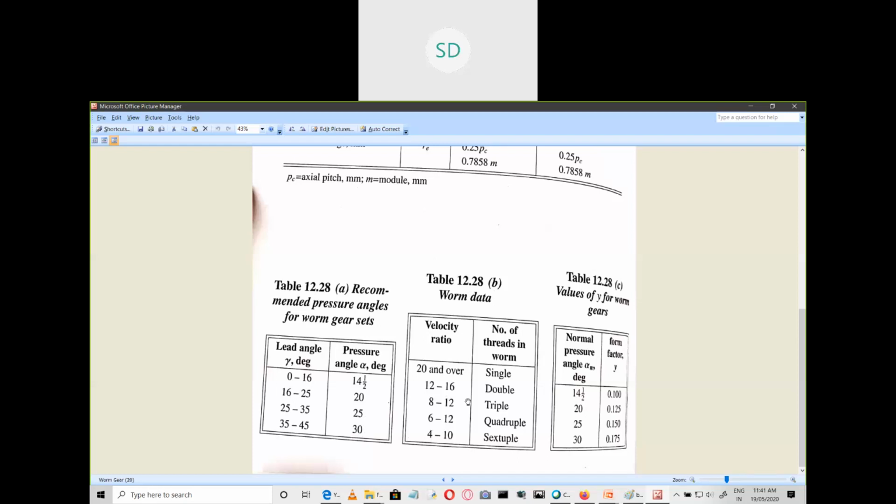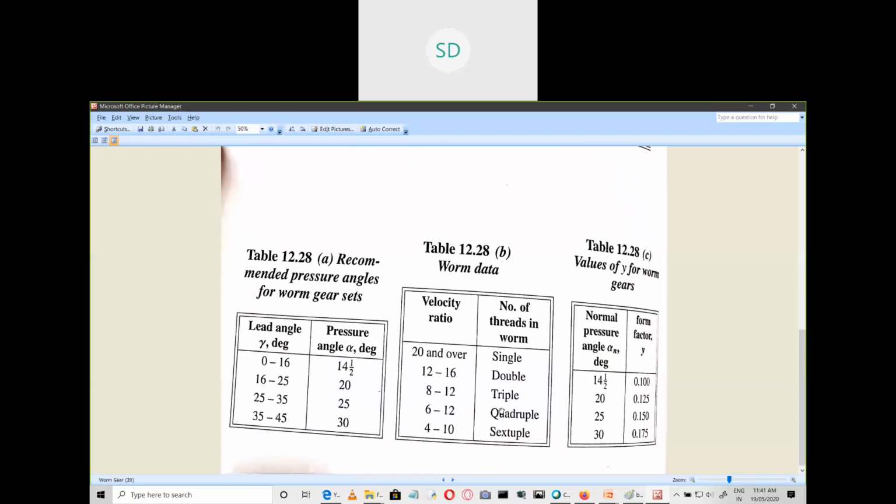Next, based on the velocity ratio, the number of threads in worm: 20 and over, you can go for single. If it's 12 to 16, then you go for double. 8 to 12, you can go for triple. 6 to 12, then you go for quadruple. Then 4 to 10, then you go for sextuple. Okay?